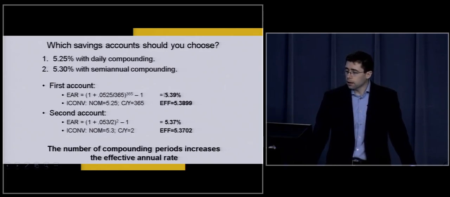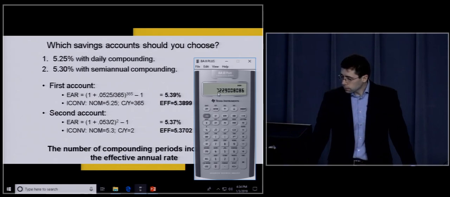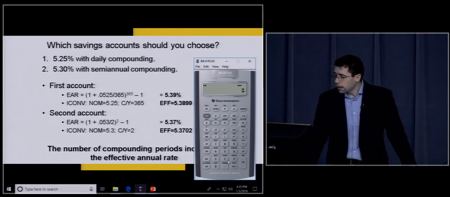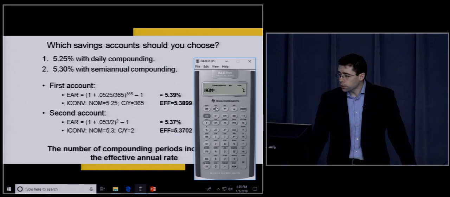Now, if we wanted to do that same calculation using the ICONV buttons, all we need to do is click second and then 2, and then set our nominal interest rate and our number of compounding periods, and then compute our effective annual rate, or EFF. So our nominal rate here is our APR, just 5.25%. And we're going to enter it in percentage terms, so 5.25. And we're going to lock it in by hitting Enter.